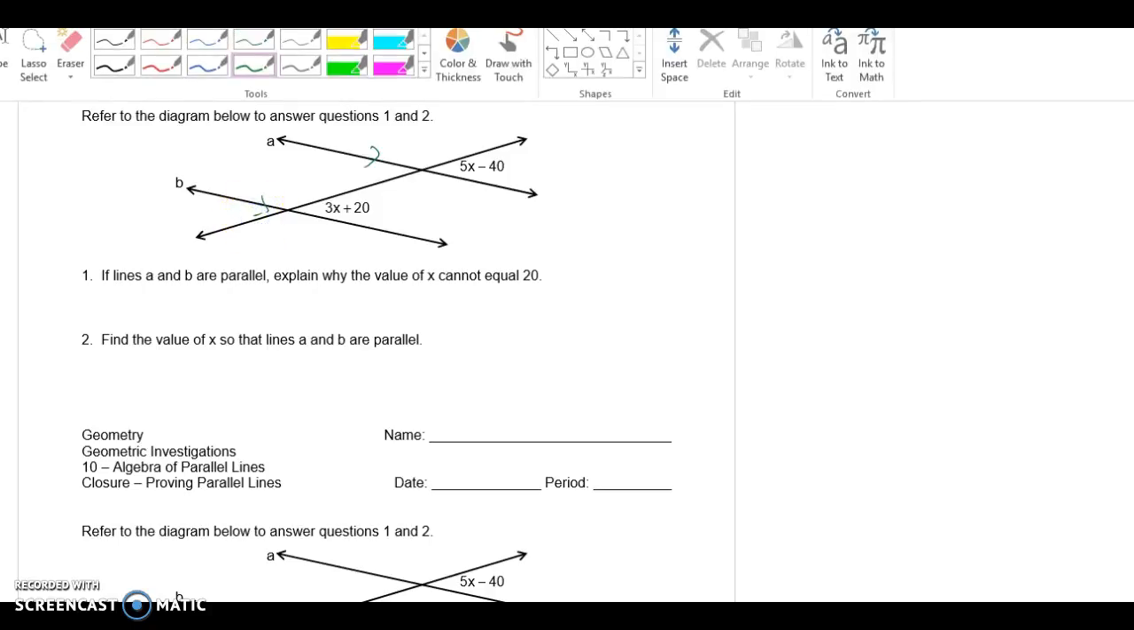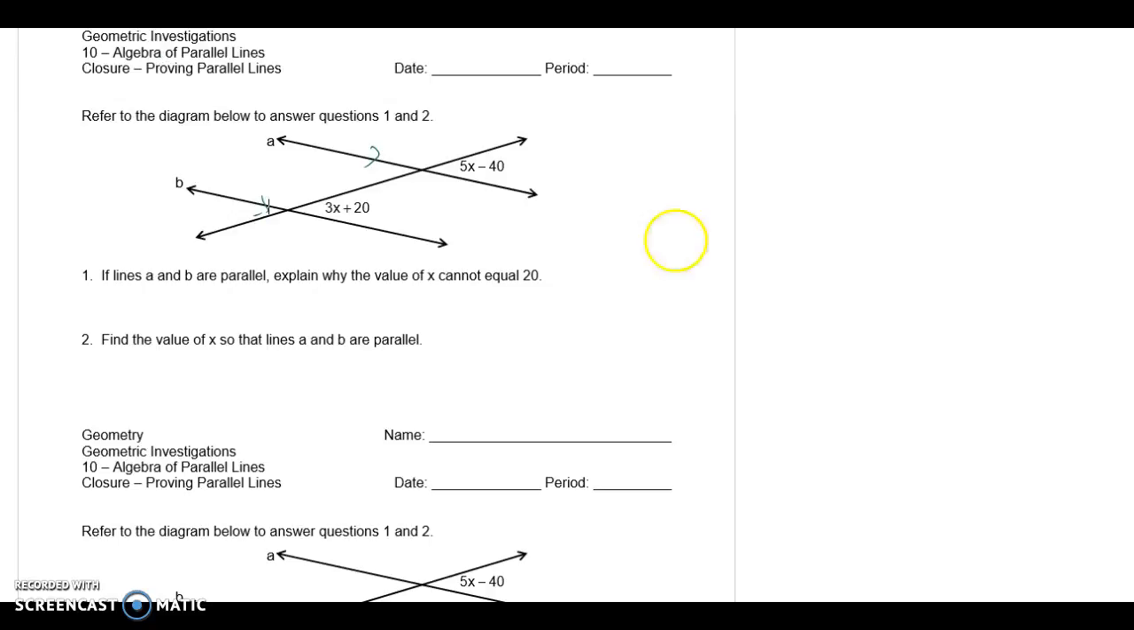All right, so let's do the closure here and make sure we understand why things can be parallel, why they can't, based on measurements. So if lines A and B are parallel, so we can make that measurement right here, explain why the value of x cannot equal 20. So probably what I'm going to try to do is just plug 20 in for x. Take 5 times 20, you get 100. Take away 40, you get 60. And then plug 20 down here. 3 times 20 is 60, plus 20 is 80.